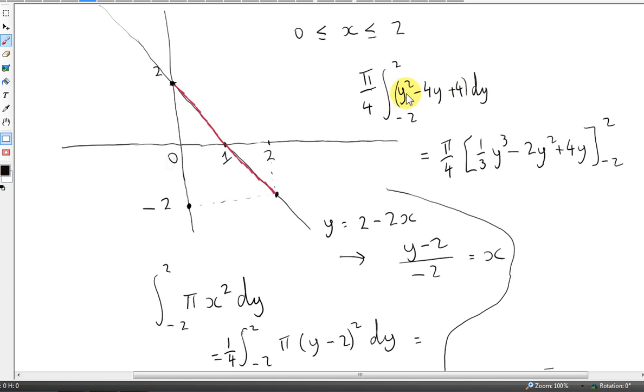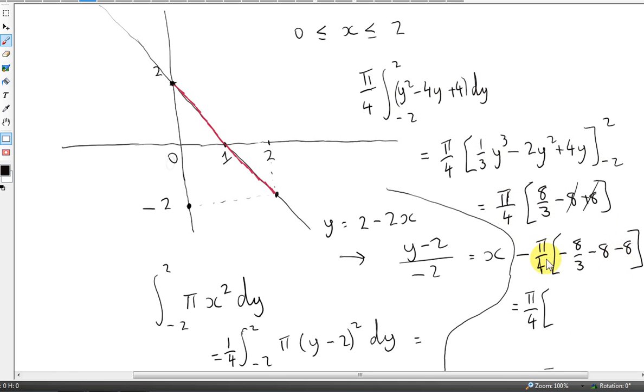So anyway, we have a straightforward integral. If we integrate this in here, we get a third y cubed minus 2y squared plus 4y. So plugging 2 in here, we get 8 over 3 minus 8 plus 8. Minus 2 cubed is minus 8. Here, same as before, minus 8. But now we have minus 8 here.